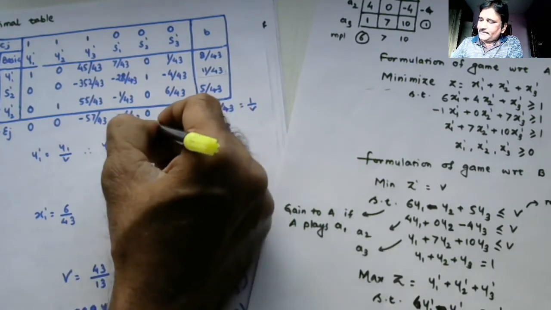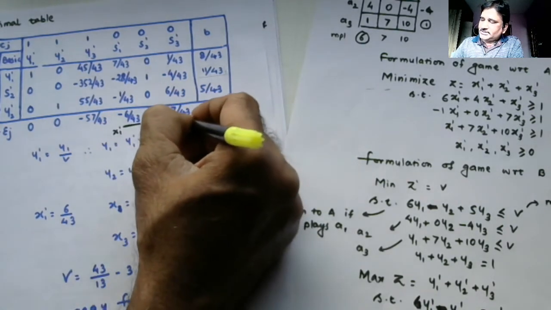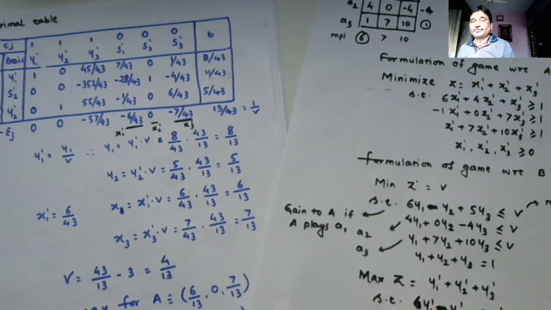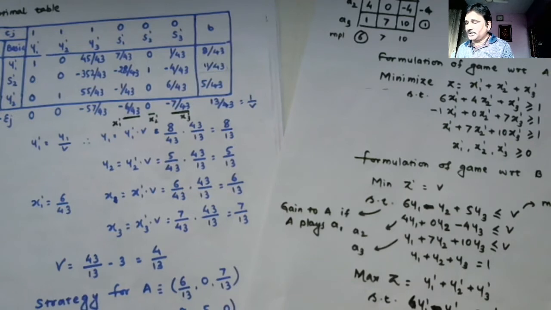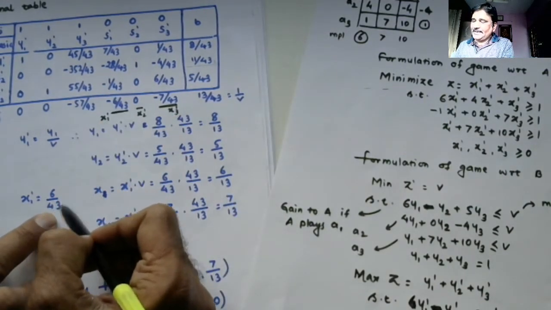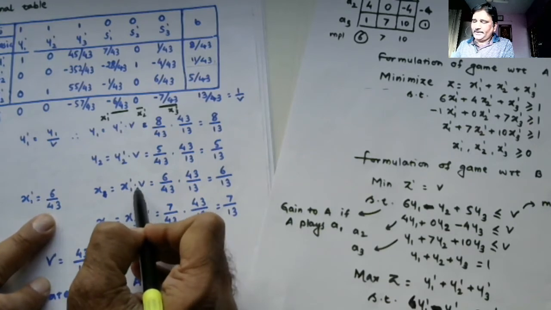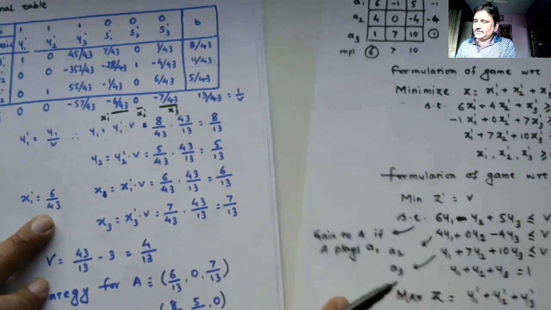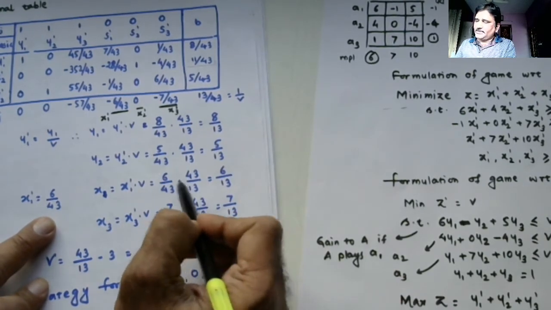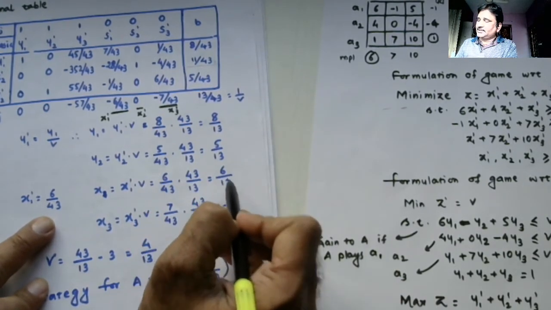Okay, this is the value of x2 dash and this is the value of x3 dash, except for sign. You change the sign from negative to positive. So here I know x1 dash is 6 by 43, and x1 is x1 dash into v. x1 dash I have got 6 by 43, v I know is 43 by 13. So finally it comes to 6 by 13.